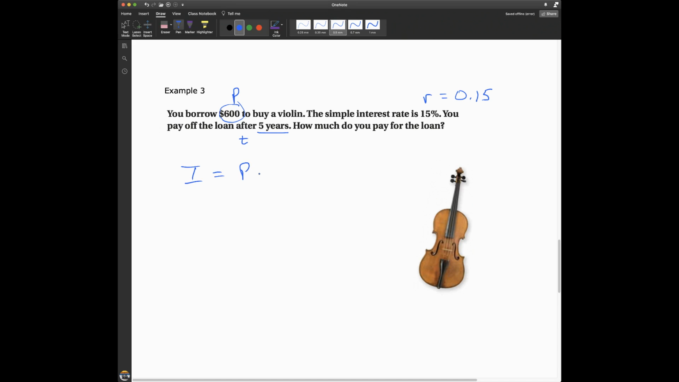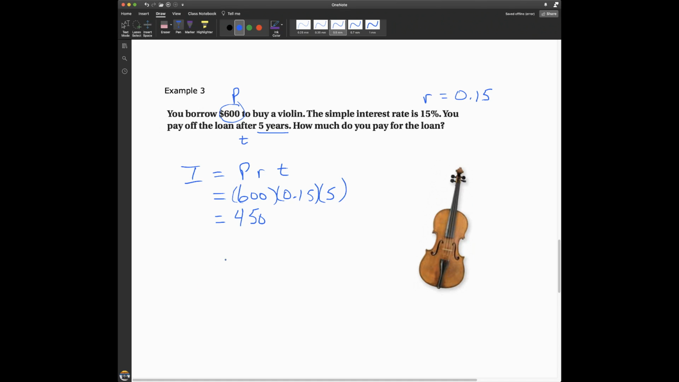Interest equals the principal times the interest rate times the time, because we have to figure out how much interest we have to pay back along with that $600. So 600 times 0.15 times 5. And we put that in our calculator. 600 times 0.15 times 5. And we get 450. Okay. And what do we do with this?